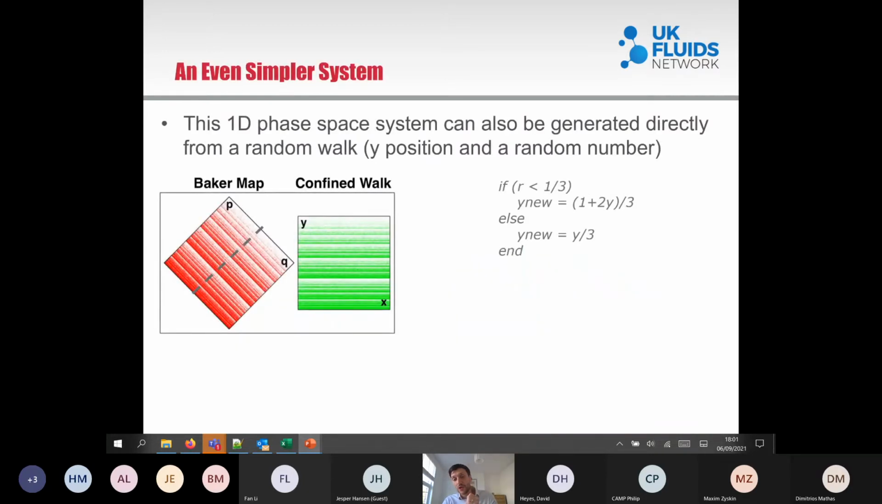So just a side note on another way we can get these behaviors. This is what's called the Baker map. You can actually use just a kind of random walk. So for anyone who likes the kind of Jagjeevan thermostat or stochastic equations, this is a kind of even simpler way of getting the same thing.